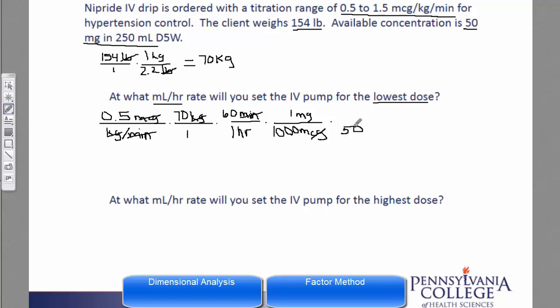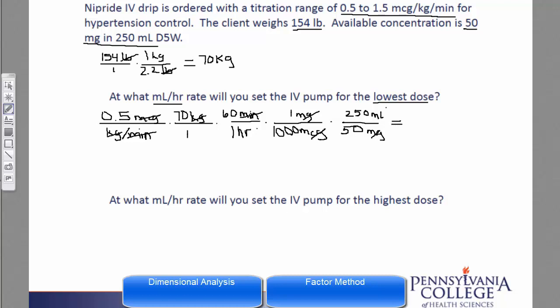On the bottom of my fraction, I'm going to use 50 milligrams. On the top of my fraction, the 250 milliliters. I always have to keep these two numbers together because they are in the same IV bag, so they are together in real life. All of my conversions are done. My remaining labels are milliliters per hour, which is the label I was supposed to find.